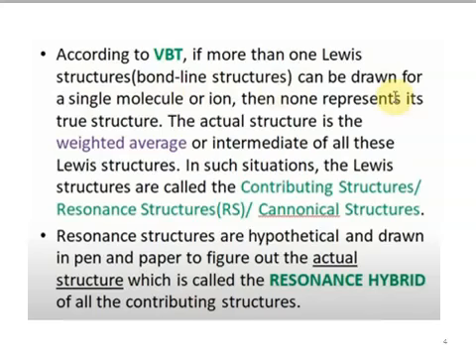And in such a situation, the Lewis structures which we have drawn are known as the contributing structures. They are also known as the resonance structures. Here we will refer to them as resonance structures and abbreviate them as RS, or they are also known as the canonical structures. While the true structure or the original structure is known as the resonance hybrid, right?